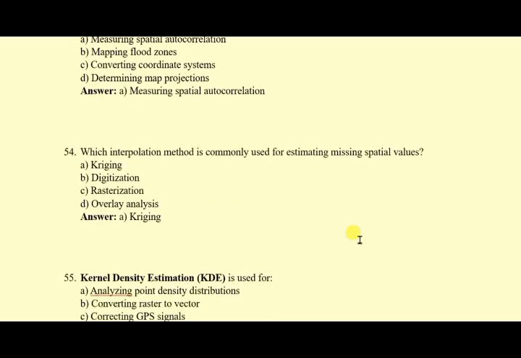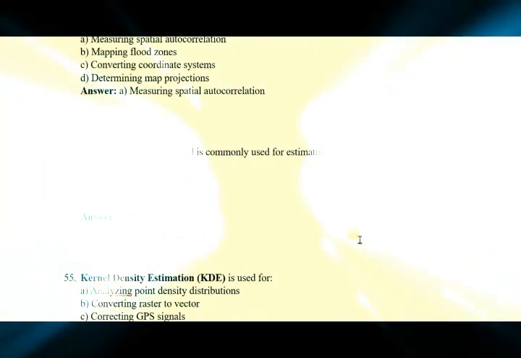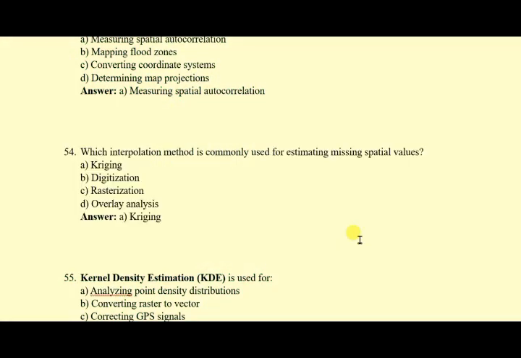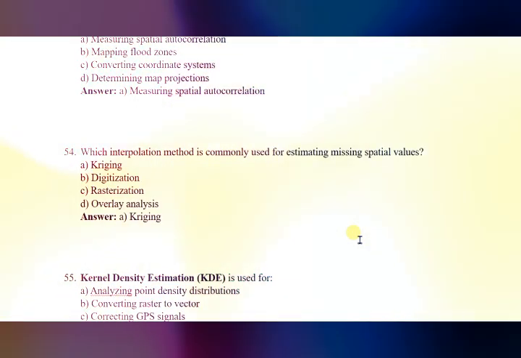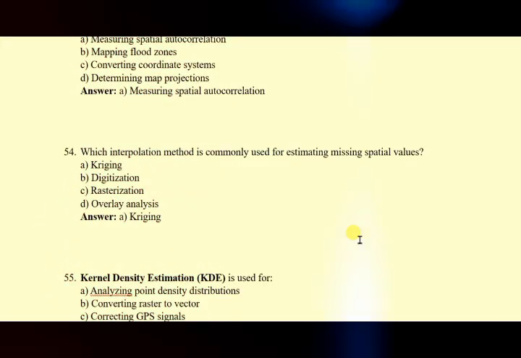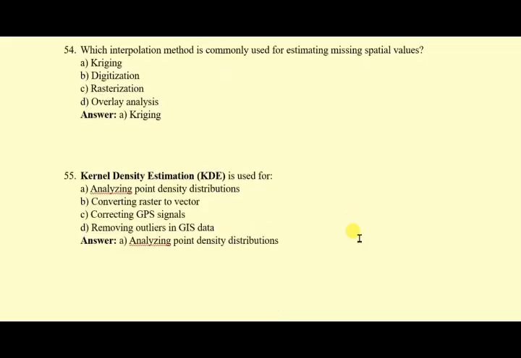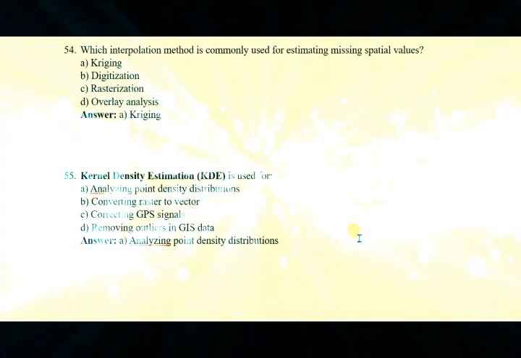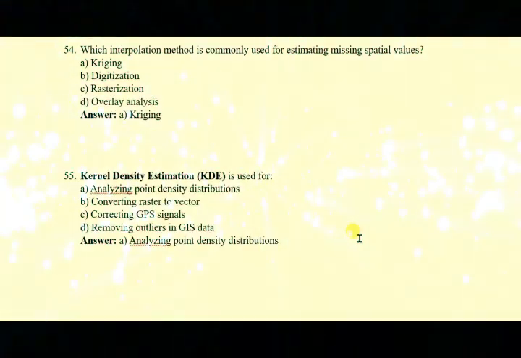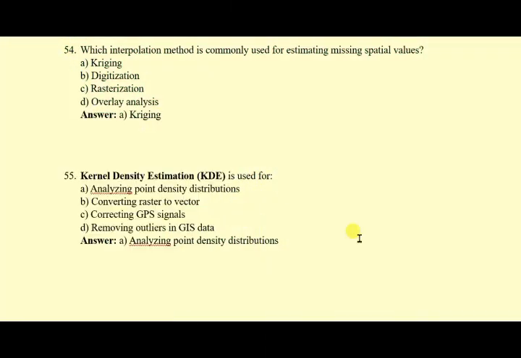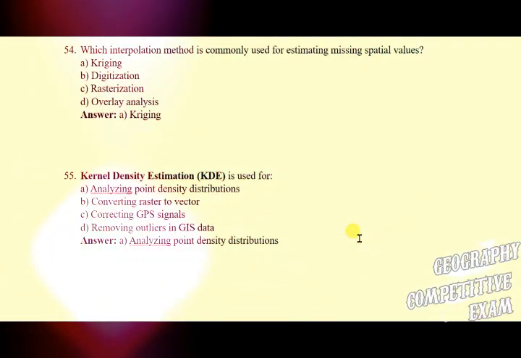54. Which interpolation method is commonly used for estimating missing spatial values? Option 1 is Kriging, digitization, rasterization, and overlay analysis. The right answer will be Kriging, which is one of the interpolation methods. The next 55. Kernel density estimation, KDE, is used for analyzing point density distribution, converting raster to vector, correcting GPS signals, removing outliers in GIS data. The correct answer will be analyzing point density distributions.